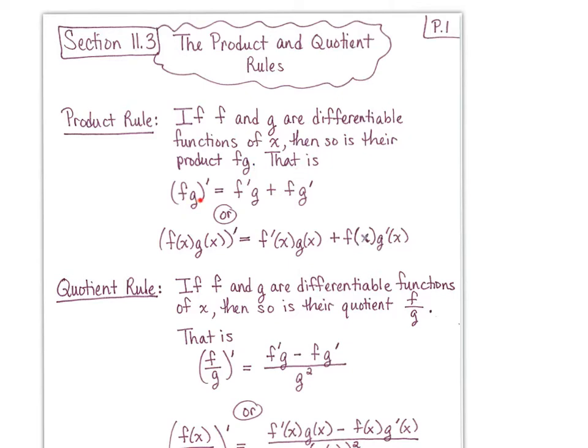That is, (f times g) prime is equal to f prime times g plus f times g prime. Or in notation, (f of x times g of x) prime is equal to f prime of x times g of x plus f of x times g prime of x. So in other words, to take the derivative of the product of two functions, you have to take the derivative of one, fix the other, and add to that the function that you took the derivative of before, fix that, and then take the derivative of the other one.